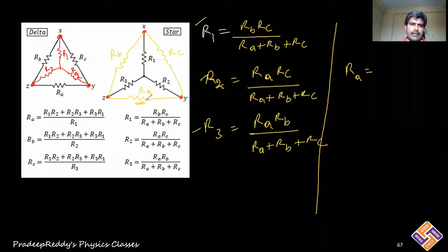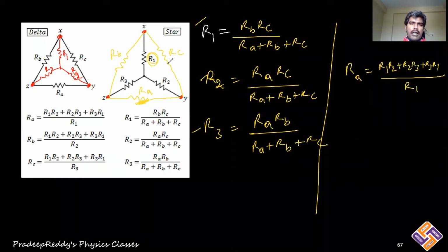When you are writing RA, you will start from any resistor like R1, R2 or R2, R3 or R3, R1, vice versa. But you need to take it cyclic. So RA will be equal to R1, R2 plus R2, R3 plus R3, R1 divided by, for RA, the opposite resistor is R1. So in the denominator, just take R1.